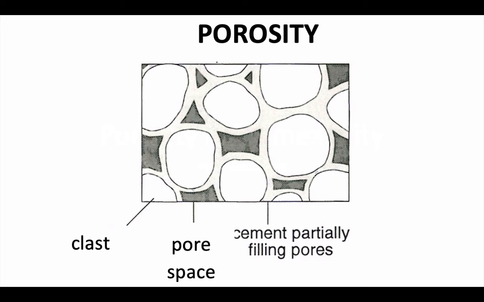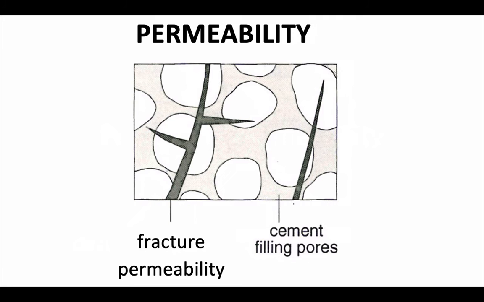So the second property we need to discuss is permeability. Now, permeability could occur if pore spaces are interconnected. But it's also possible to have permeability where pore spaces either don't exist or where they're not connected.